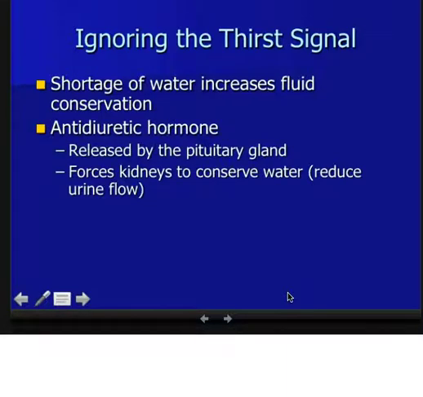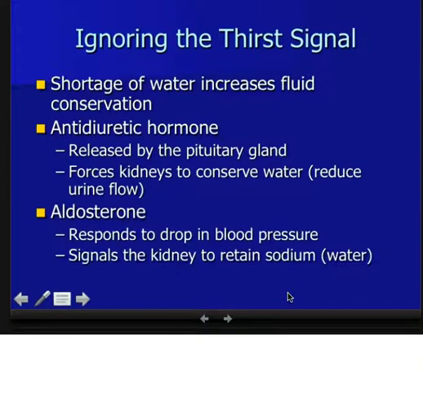There are also hormones that control water balance. Antidiuretic hormone, nicknamed ADH, is released by the pituitary and forces the kidneys to conserve water by reducing urine flow. Diuretics are a class of drugs that dehydrate you. So when you think of antidiuretics, such as ADH, think of a hormone that causes you to retain fluid.